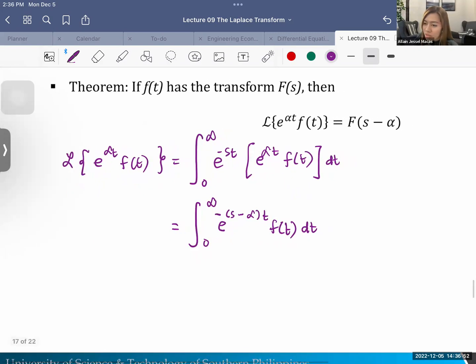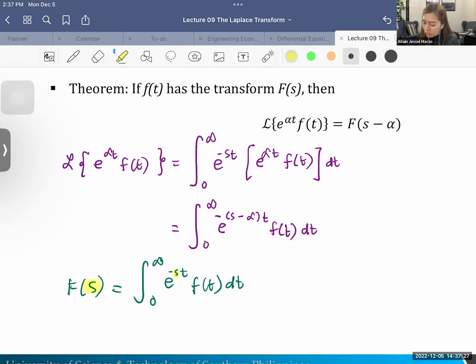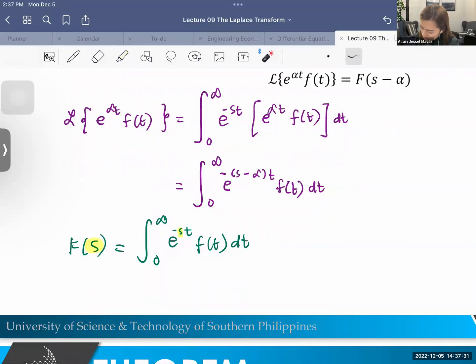Now, recall, class, our definition of F of s. Our F of s, remember, is the integral from 0 to infinity of e to the negative st f of t dt. Sakto? So meaning, based on this logic, we can say that the s inside the parenthesis of F is just the exponent here, the positive s, neglecting the negative. Following the logic, given this expression, what is it in terms of F? That is just F of s minus alpha. Nag-gets niyo yung pattern? That is the exponent.